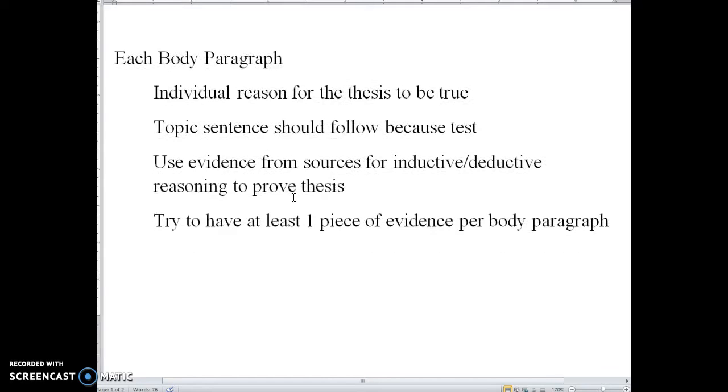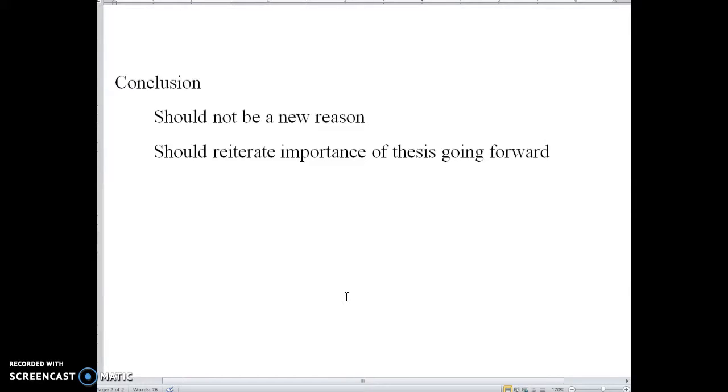And then finally, we want to consider our conclusion. This should not be a new reason. Any reasons for your thesis need to be in the body paragraphs. But the conclusion should reiterate the importance of the thesis going forward. So don't summarize, don't repeat yourself, but rather think about, if all of this happens, if we follow your advice, if we follow your thesis, what can we look forward to? That would give us a really strong conclusion.